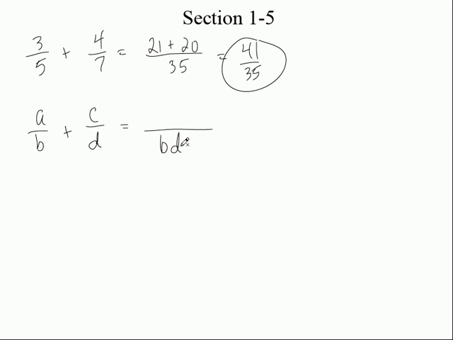Right, so we multiply these together and you get BD. Now, what do we do to B to get to BD? We multiplied it by what? D. So what do you do to the top? You multiply the top by the same thing, didn't you?